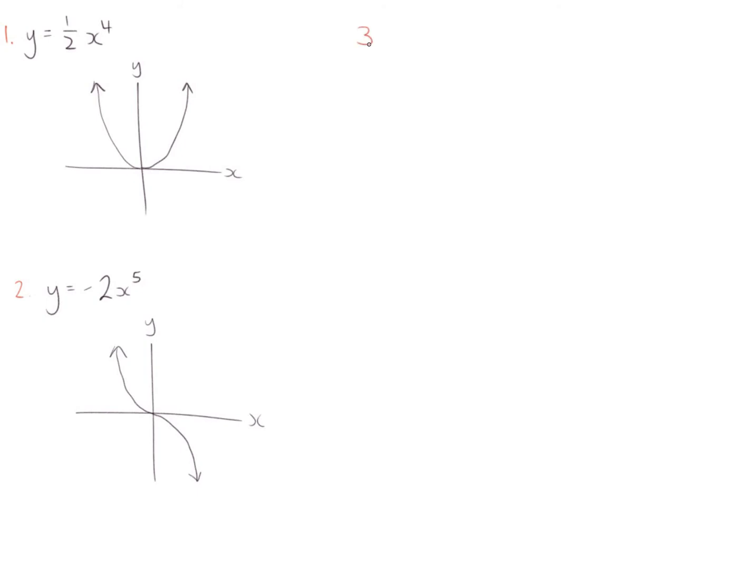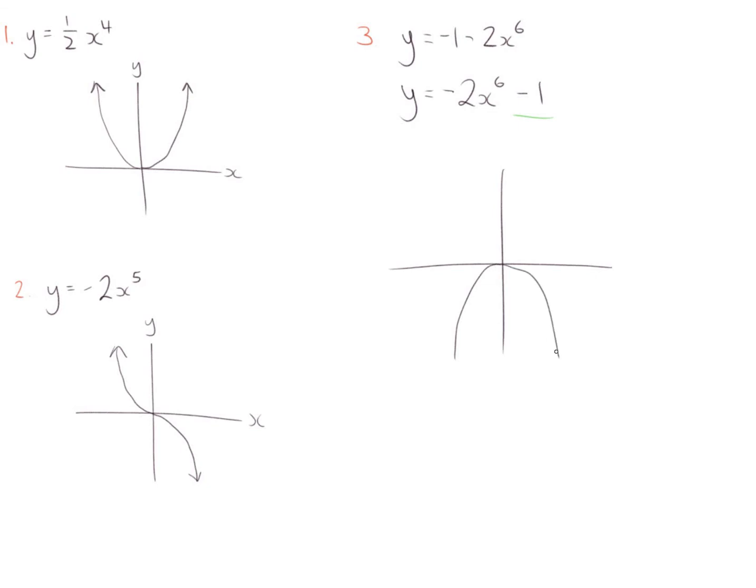Alright, final example. Let's sketch the graph of y equals -1 minus 2x to the 6. It might help if we rearrange this slightly so that our x term comes first and then we have our constant term at the end. If we didn't have the -1 at the end here, what would the curve look like? Well, the power is 6, so it's even, which means it's going to look like a parabola. But the coefficient out the front is negative, so it would be an upside down parabola, like this.